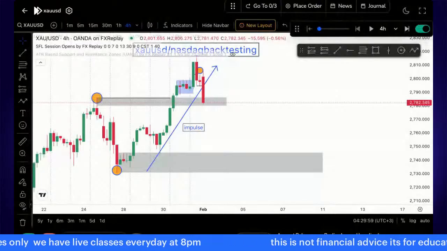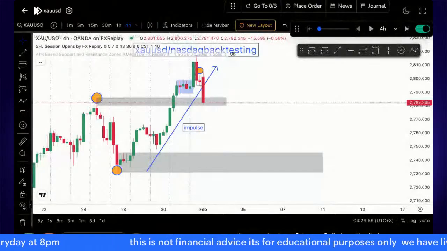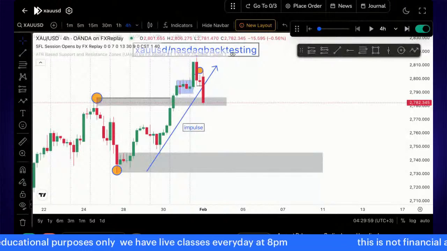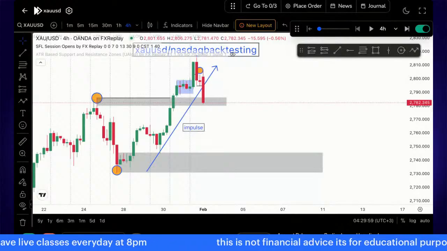First phase. The first phase is the impulse.